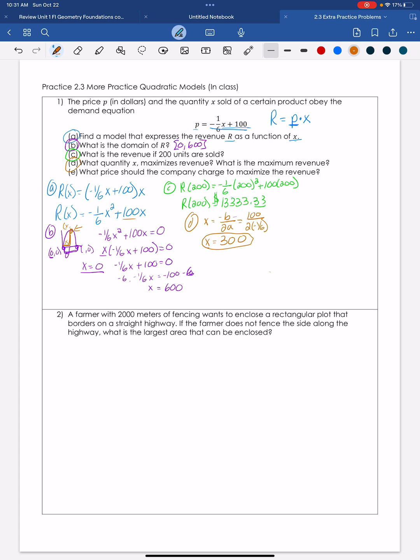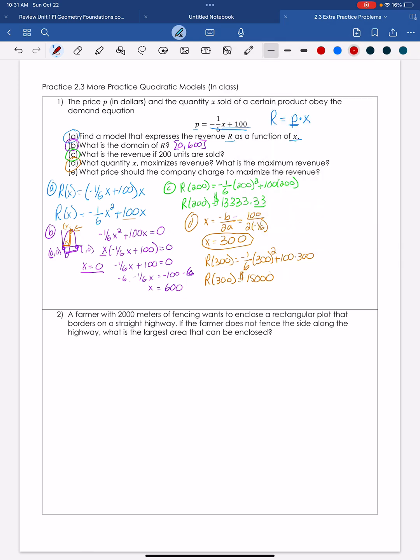Once you have your x value, how you find your y value is you plug in, so you find R of 300, and that will tell you what the maximum revenue is. So that's going to be negative 1/6 times 300 squared plus 100 times 300. Okay, so R of 300 is equal to $15,000.